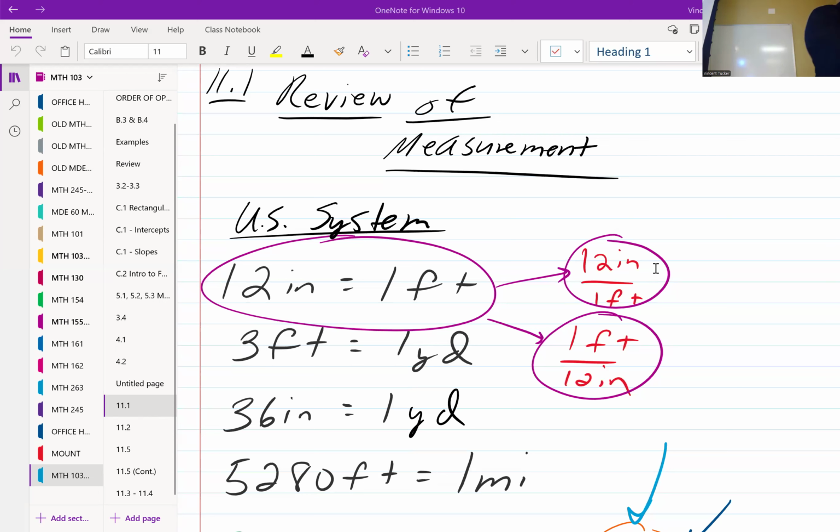Today we'll begin our conversation with 11.1, view of measurements.